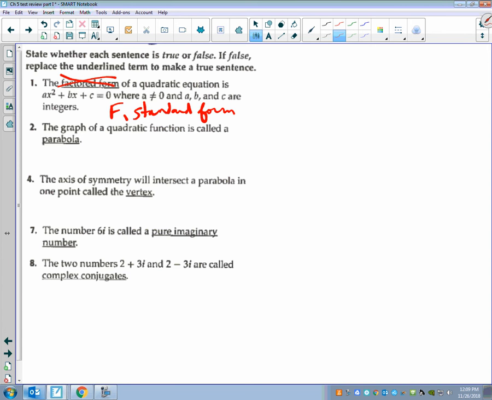The graph of a quadratic function is called a parabola. That is true. The axis of symmetry will intersect a parabola in one point called the vertex. That is also true. The number 6i is called a pure imaginary number. That is also true. A complex number is when it's like 7 plus 6i, where there's a real part and an imaginary part. And the two numbers 2 plus 3i and 2 minus 3i are called complex conjugates. That is also true. So those are just some words that I think you should know.